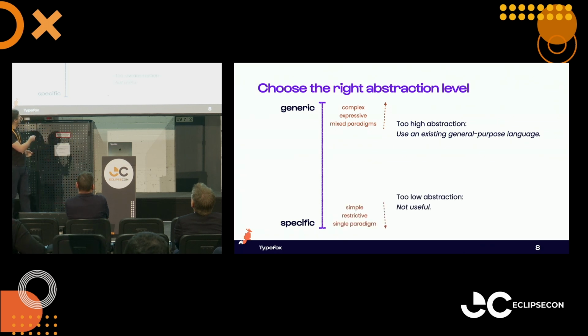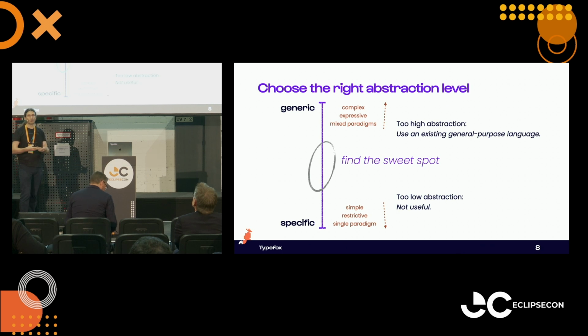On the other hand, if you go too far to the low-level abstraction, the resulting language might be simple, restrictive, using a single paradigm, and in the extreme case, it might be not that useful. So we really want to find the sweet spot, and where it is really depends on who the target users are, what the problem is you want to solve, and so on. But I think it's really important to ask this kind of question before you even start designing anything.